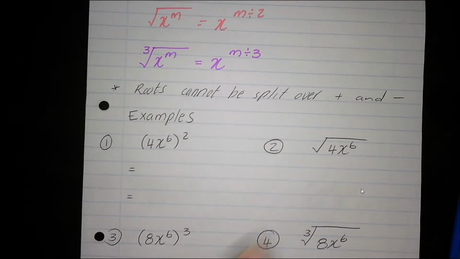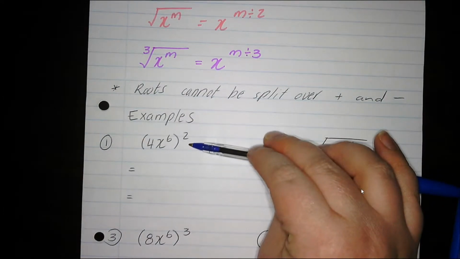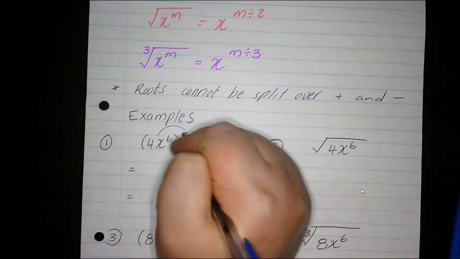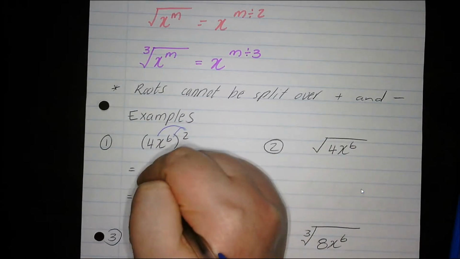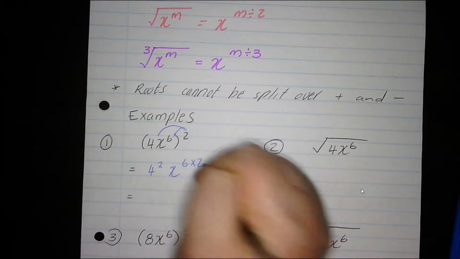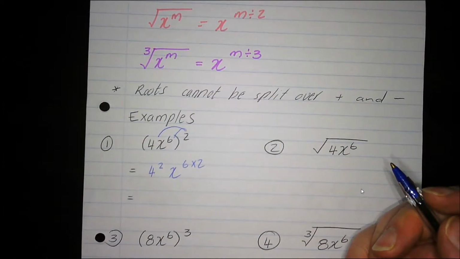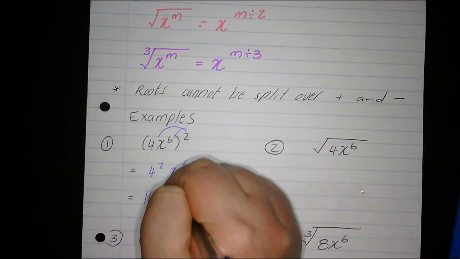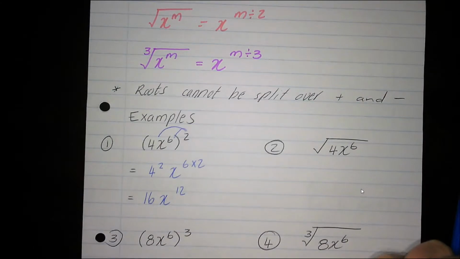So for example, taking the square of 4x to the power 6, we give the power to the 4 and to the 6. That's 4 squared, and then we multiply the exponents as with laws 3 and 4. That gives us 16x to the power 12.